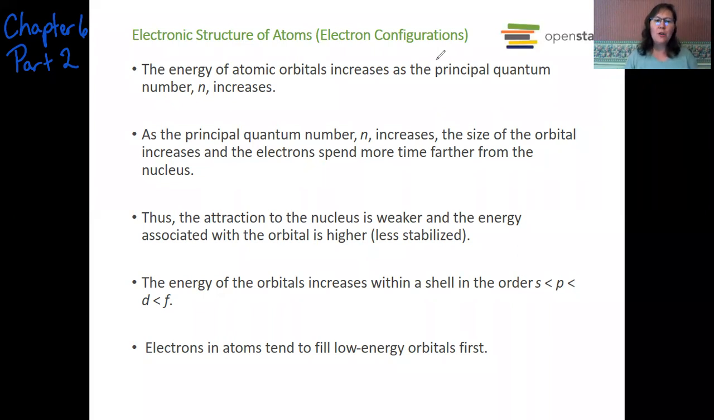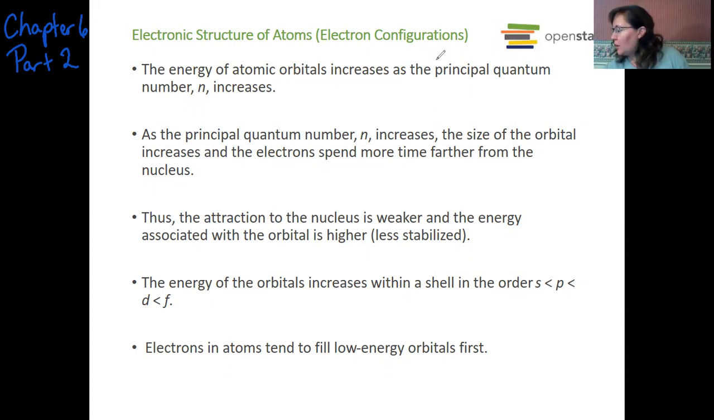A really important thing to know is that the energy of an atomic orbital increases as the principal quantum number n increases. As n increases, the size of the orbital increases as well, and the electrons spend more time farther from the nucleus. So the higher the energy level, the higher the n value, the farther away you are from the nucleus. And that makes sense.